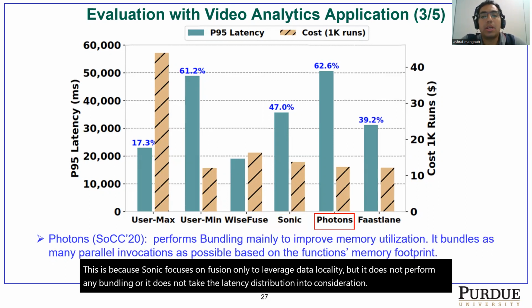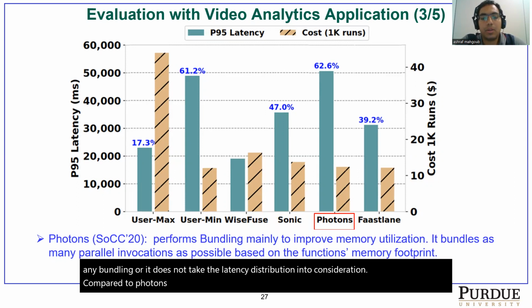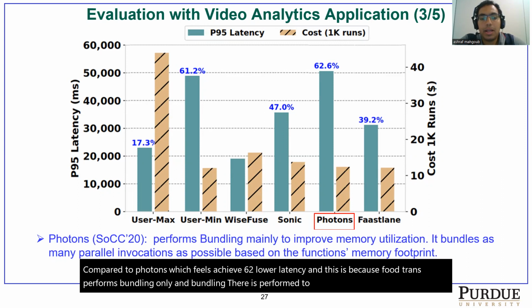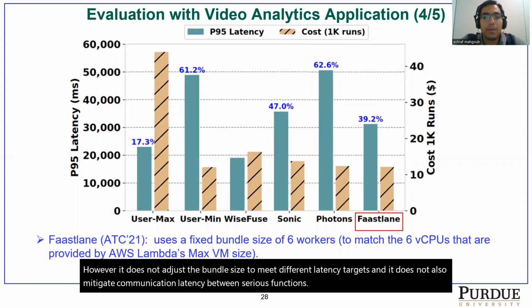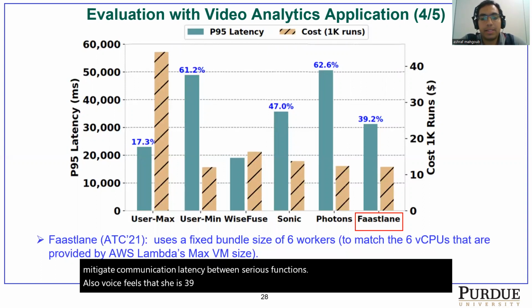Compared to Photons, WISEFUSE achieves 62% lower latency, and this is because Photons performs bundling only, and bundling there is performed to minimize the memory utilization. However, it does not adjust the bundle size to meet different latency targets, and it also does not mitigate communication latency between in-series functions. Also, WISEFUSE achieves 39% lower latency than Fastlane.